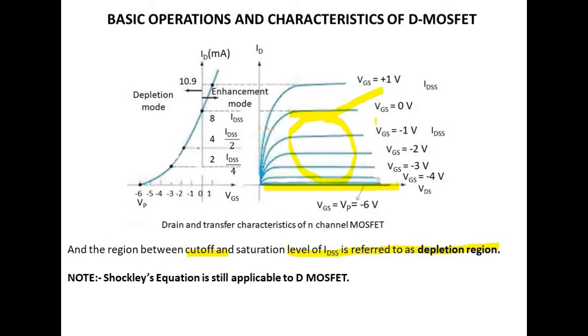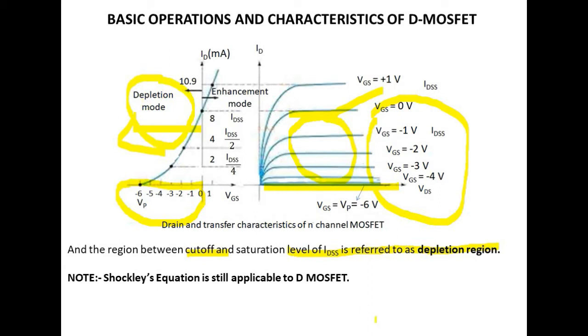Here we see that VGS is negative, so the region of negative VGS is called depletion mode. One point may be noted here is that Shockley's equation is still applicable to D-MOSFET.